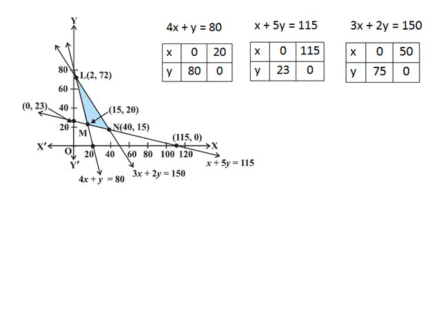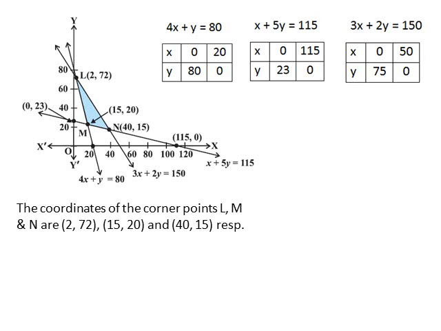This common shaded region is known as the feasible region. Then mark the corner points of this feasible region as L, M and N. Next, find the coordinates of these corner points.